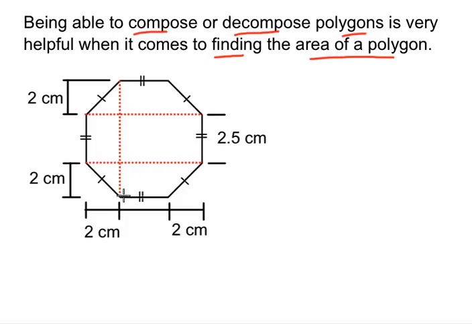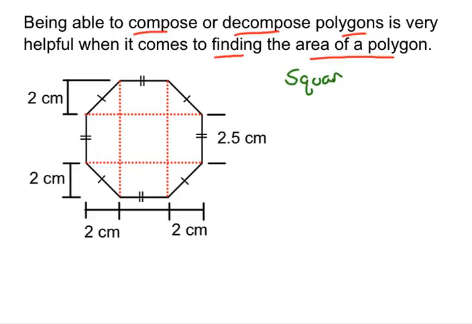The other thing I like to do with octagons is to divide them up like this, decompose them like that. Now what you have here is you're dealing with squares, rectangles, and triangles. And those are fairly easy to find the area of. So let's take a look at how we would actually get the area of this octagon. Okay? Well, the first thing that I'm going to look at is the square. Okay? And I'm going to find the area of the square.